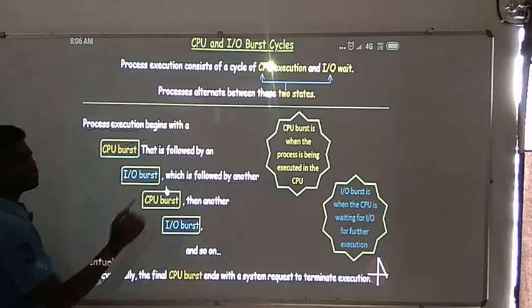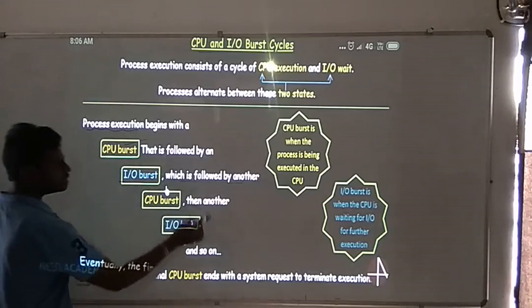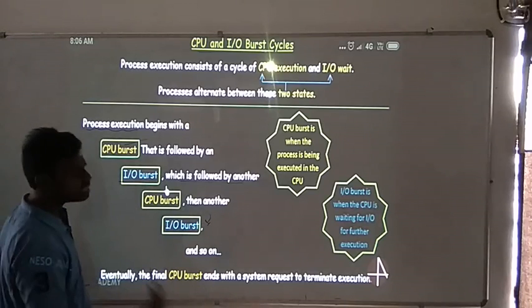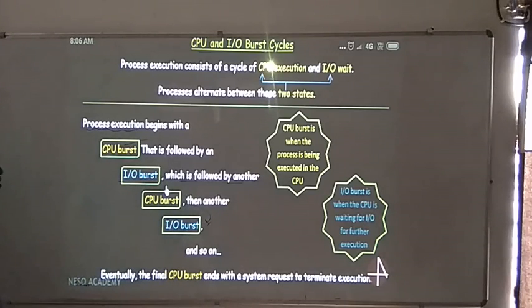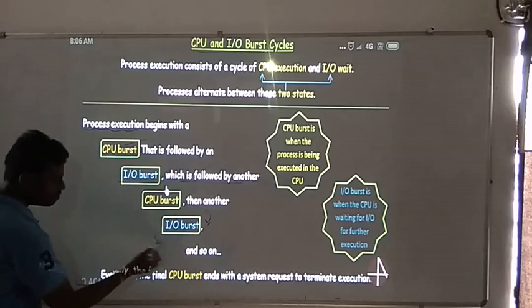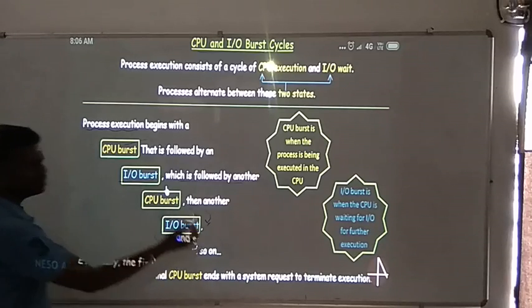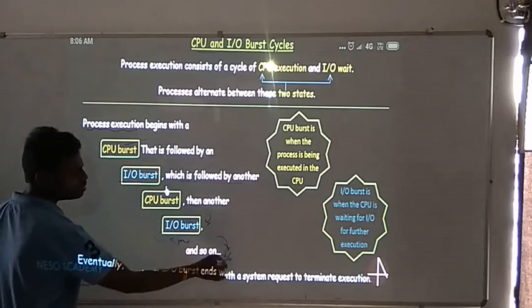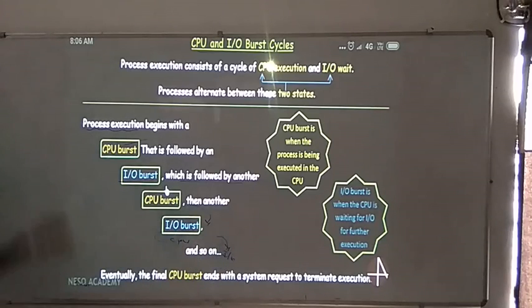It will take the processor and execute. In the middle of the execution, again it will request some IO devices, or input output devices, or some other event to occur. It will wait, be given some IO, and again take the CPU and execute itself. Until the process completes its execution, it will keep repeating the same cycles, that is the CPU and IO burst cycle.